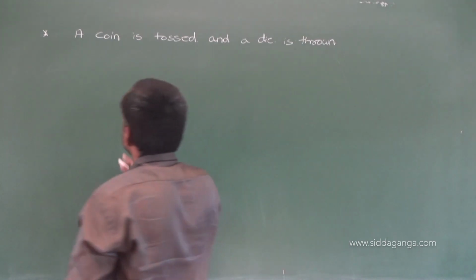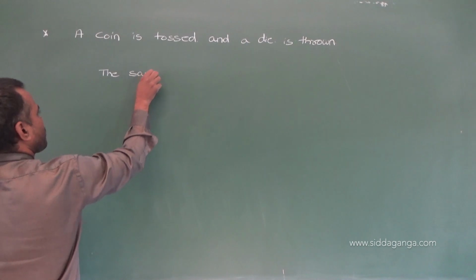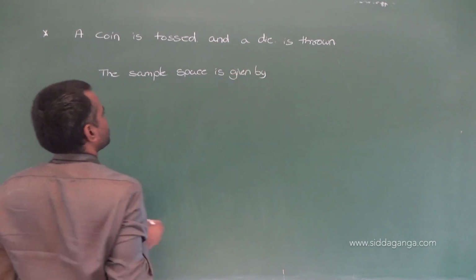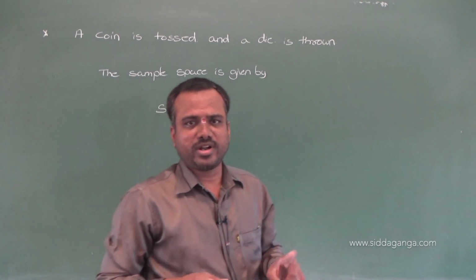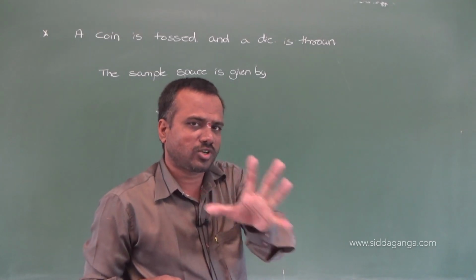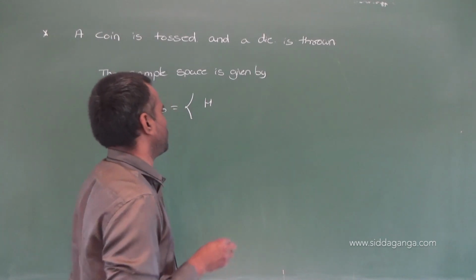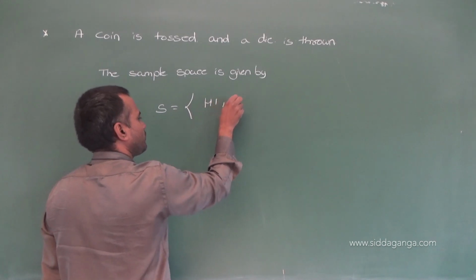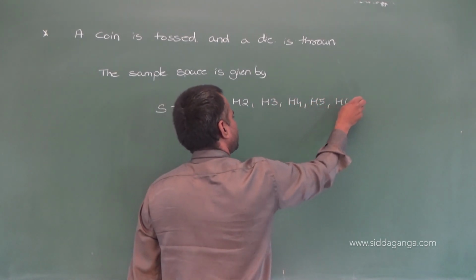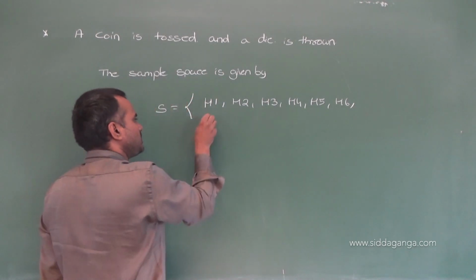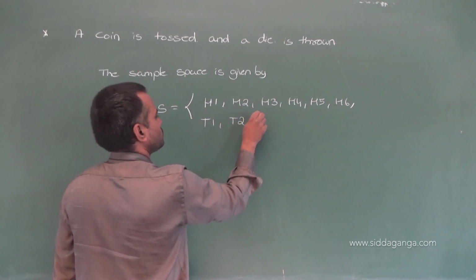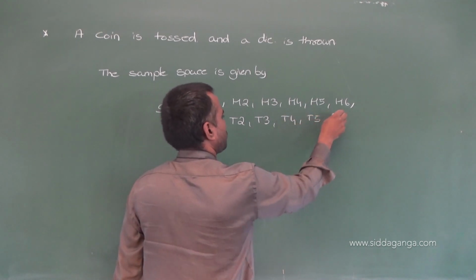Firstly, what do we do? A coin is tossed, then the sample space is given by S equals. In that random experiment, I fix a head in the first place. Head and tail are the 2 outcomes of tossing a coin. Head in the first place, then write the die outcomes: H1, H2, H3, H4, H5, H6. Tail in the first place, write the outcomes of the die: T1, T2, T3, T4, T5, T6.